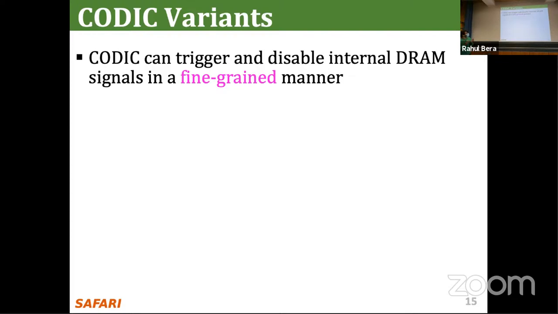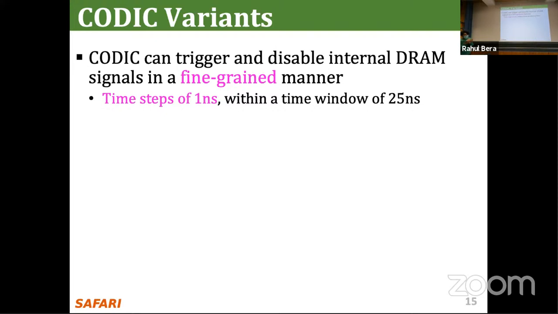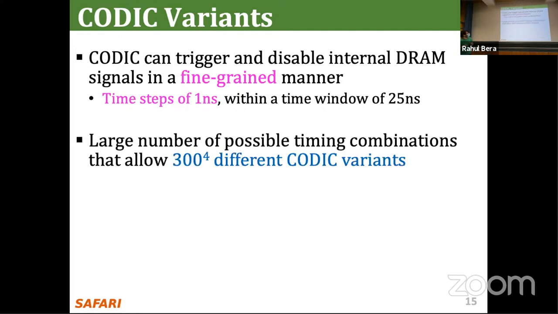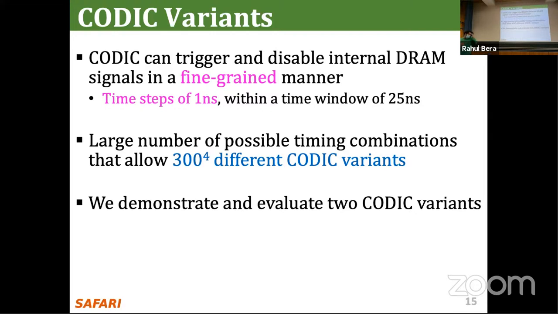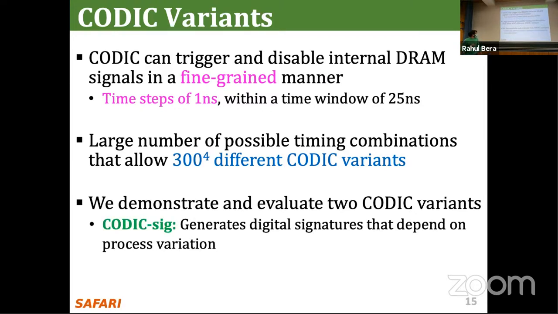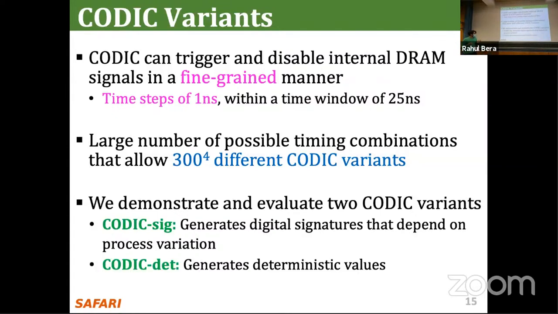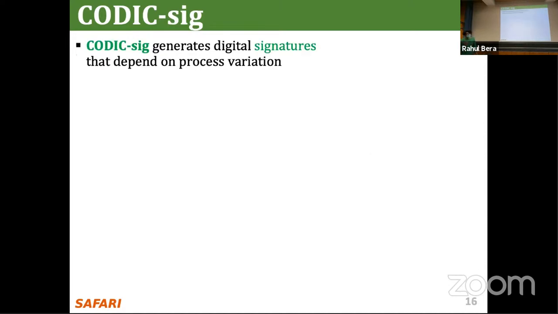CODIC can trigger and disable internal DRAM signals in a fine-grained manner. What this means is that we can modify the signals with time steps of 1 nanosecond within a time window of 25 nanoseconds. This enables a large number of possible timing combinations between all four signals. We can basically control the timing of all four signals, and all of those combinations allow us to have 300 to the 4 different CODIC variants. In the paper, we demonstrate and evaluate 2 of these variants. One is CODIC-sig that generates digital signatures that depend on process variation, and the other one is CODIC-det that generates deterministic values. I will start with CODIC-sig that generates digital signatures that depend on process variation.